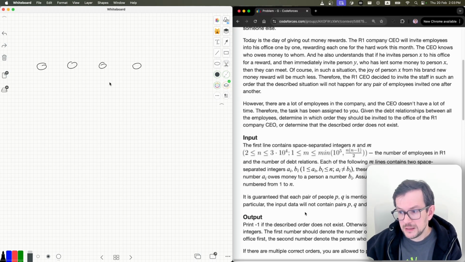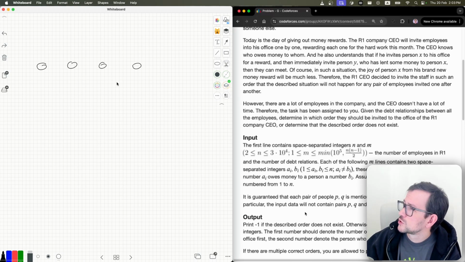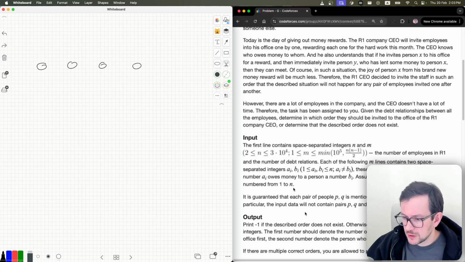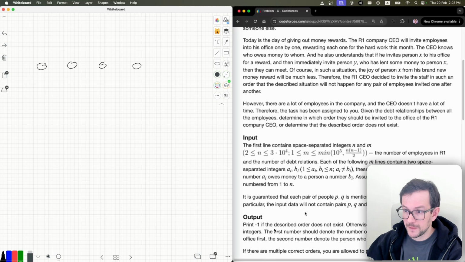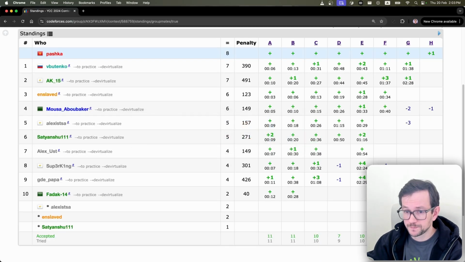It may help if you see the problem like this. First of all, they say print -1 if the order doesn't exist, but there are no examples of -1. Let me show you.